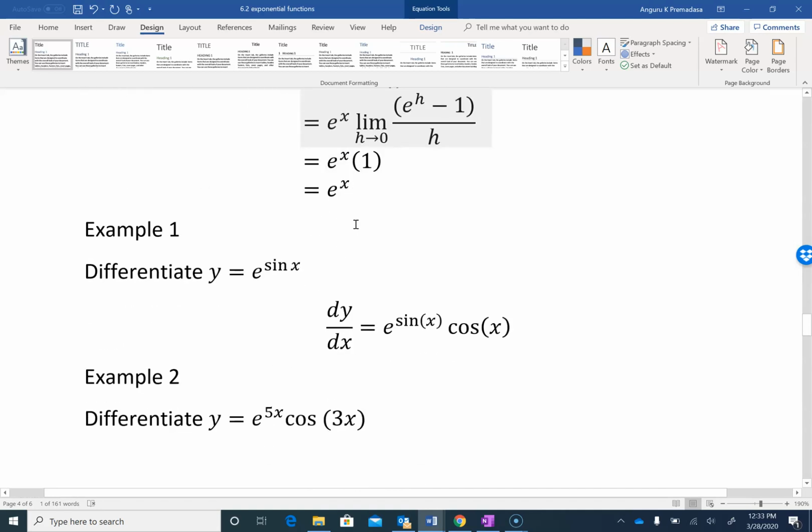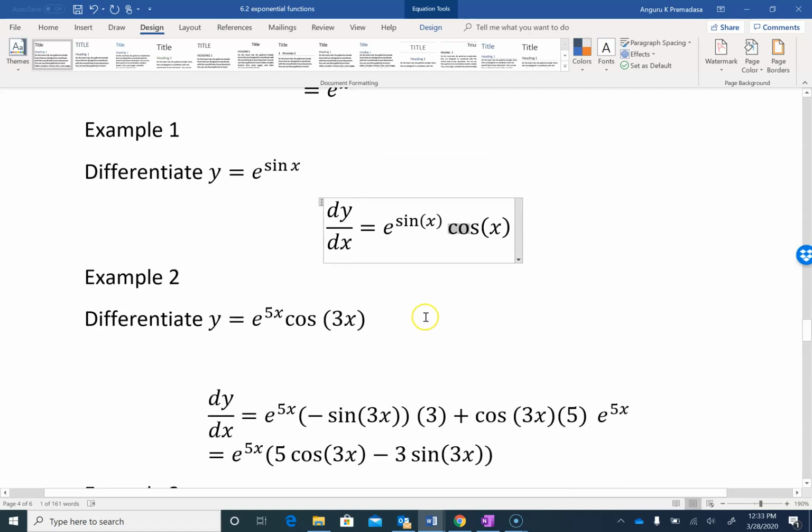Now let's try some examples from this. We want to differentiate e to the sine x. Using the chain rule, when you look from outside, you don't see the sine x, you see e to the some junk. If e to the whatever, the derivative is e to that same thing. So you repeat e to the sine x. But when you go inside, you see sine x, and you need to multiply by the derivative of that, which is cosine x.